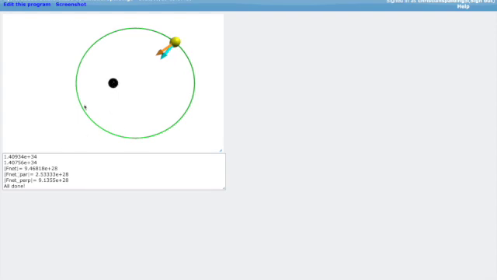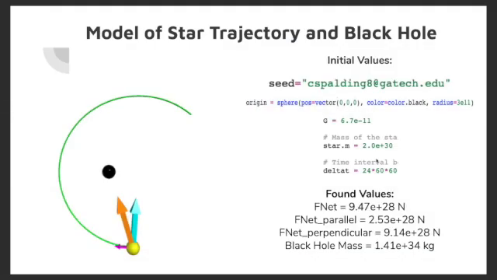Now to move into the initial values. In the model of the star orbiting the black hole, we can solve for the initial value of the seed, the origin point of the black hole, the gravitational constant, the force of the star, and the delta t, which we measure to be 1 day in seconds.